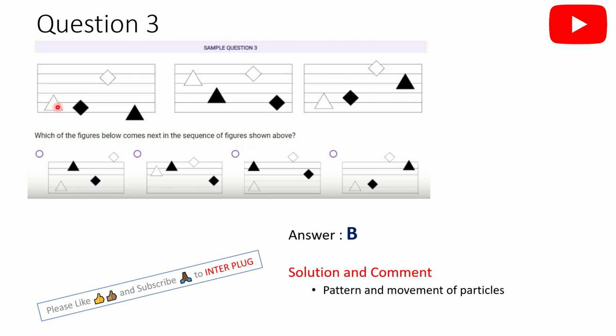As usual, we just check how each particle is moving. When we go from this figure to this one, we see that the black rhombus, which was in the second position, is now in the fourth position, and the black triangle that was in the fourth position is now in the second position. Meanwhile, the white triangle and the white trapezium are still in their positions.